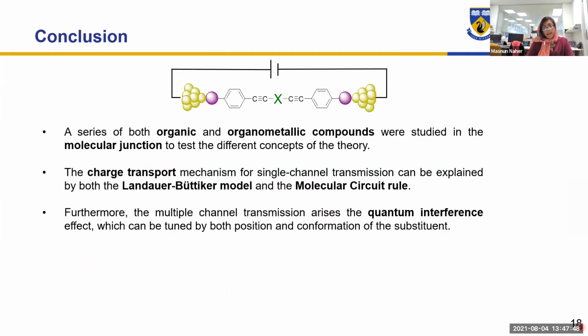So in summary, in my work, we designed different series of organic and organometallic compounds by changing the molecular backbone and also the anchor group to study the structural property relationship in molecular junctions and also to test different concepts of the theory. From the single channel transmission, we have found that molecular conductance for a specific compound can be explained by both the Landauer-Büttiker model and also the molecular circuit rule. And in the case of multiple channel transmission, quantum interference effects arise, which can be tuned by both position and conformation of the substituent.